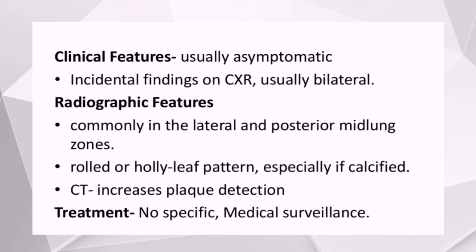Looking at the clinical features, like other restrictive lung diseases, it is also asymptomatic in the early stages or the early exposure, and you can see incidental findings in routine chest X-ray, and these are usually bilateral. Radiological features will show lesions in the lateral and posterior mid-lung zones in the rolled holly leaf pattern as described in the previous slide, especially if they are calcified. CT increases plaque detection, so it is more sensitive as compared to the X-ray. There is no specific treatment for this. The only thing you can do is medical surveillance or decrease exposure to the asbestos.